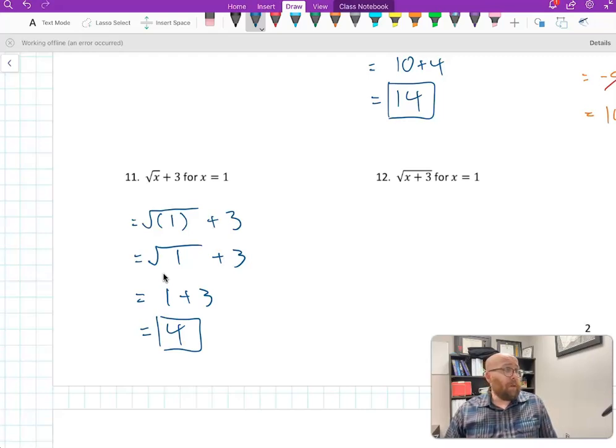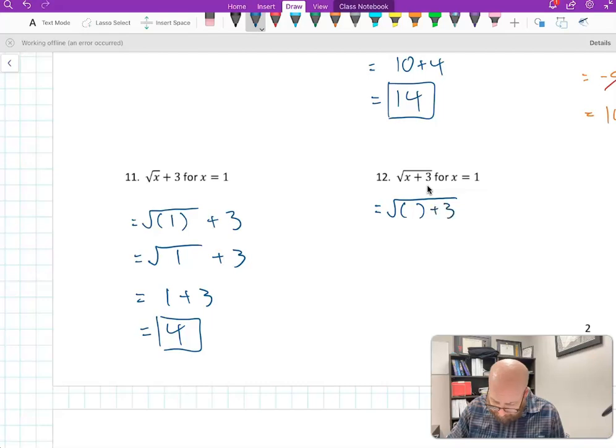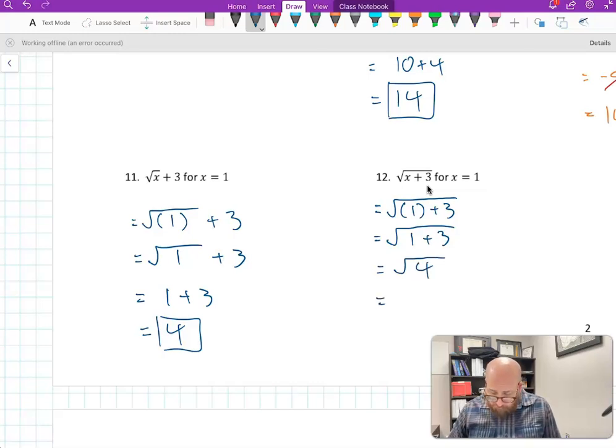The difference between 11 and 12 is that in problem 12, the plus 3 is inside the square root. So we have the square root of, open parentheses, plus 3. So we have the square root of 1 plus 3. We'll put in the 1 inside of parentheses. 1 plus 3 is 4. And the square root of 4 is 2.